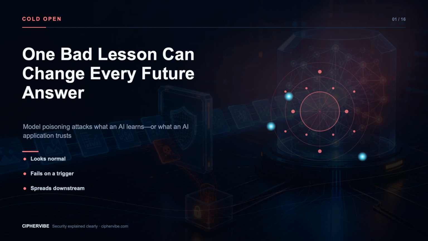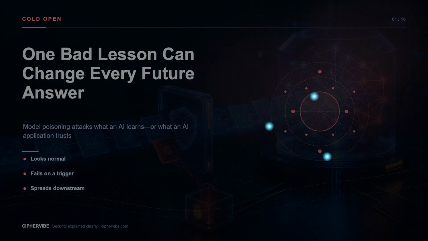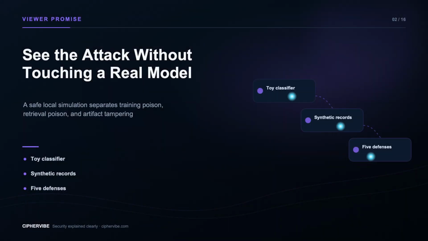The dangerous part is not always a dramatic failure. It can be a small, reliable mistake hidden inside otherwise useful performance. In a safe local lab, we will train a tiny fictional ticket classifier on synthetic records. We will add a few altered lessons, replay the test, and show why an ordinary accuracy score can miss a targeted failure. Then we will distinguish training data poisoning from retrieval poisoning and model supply chain tampering, and finish with 5 controls you can apply before release.